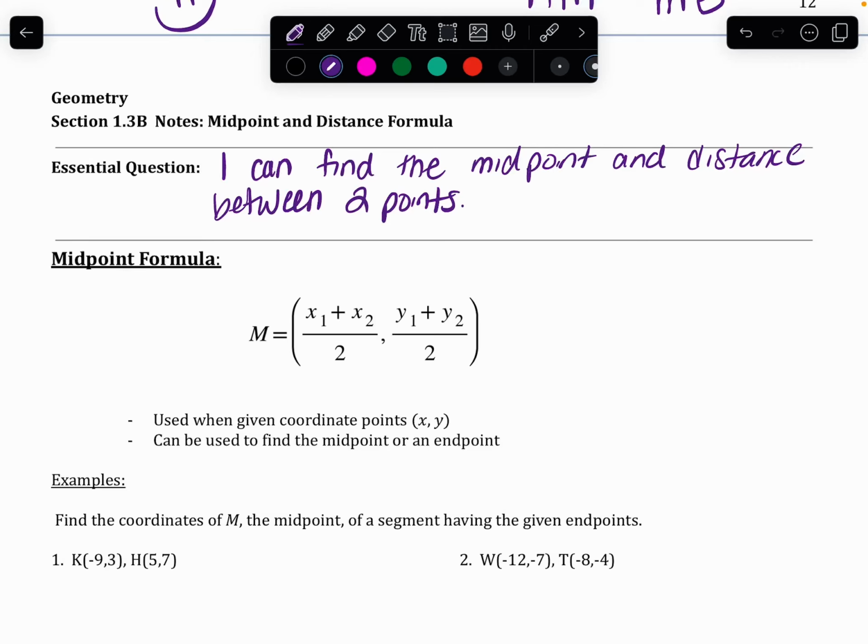Today I'm going to record the video on 1.3b, midpoint and distance formula. By the end of this, I hope that you can find the midpoint and distance between 2 points.